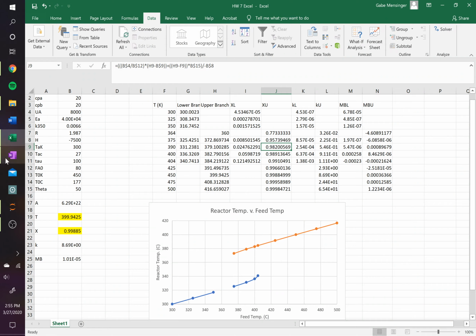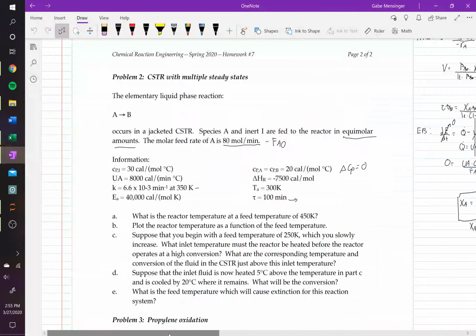And then part E, what is the feed temperature which will cause extinction for this reaction system? Essentially, it's almost the same thing as part C, where with part C we were finding the highest possible temperature that the lower branch could go, or the ignition point, but now we're looking for the extinction point, which is the lowest temperature that this upper branch can go. I gave you the hint that the inlet temperature was going to be between 350 and 375. So now you need to solve for what the outlet one will be.